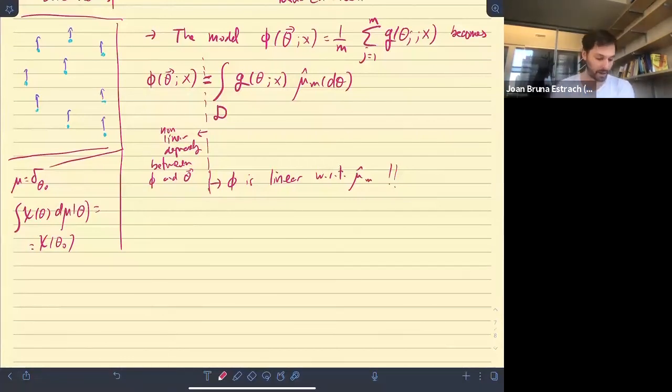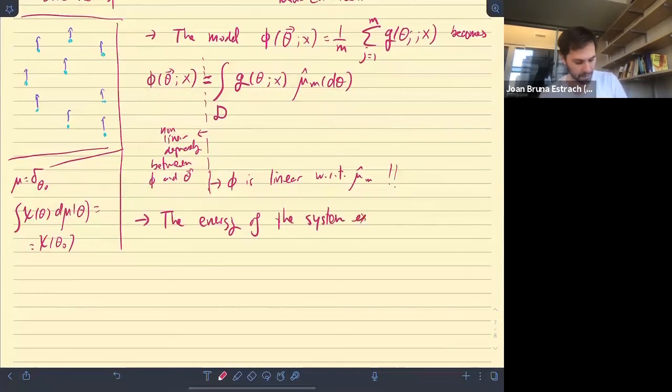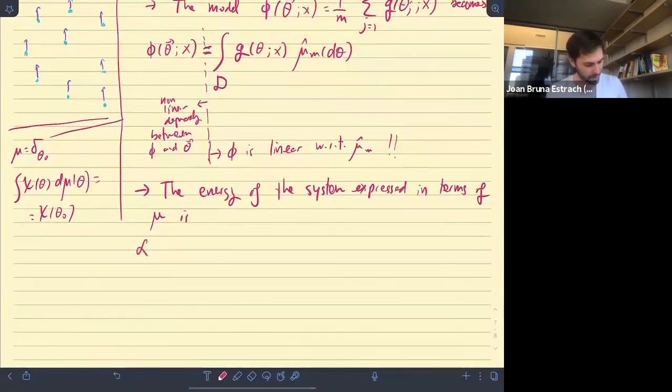So now I have something that is pretty interesting, right? I have a linear dependency between my new variable, that is the empirical measure, and the function. Which means that now, if I just do the extra mile, let me see what happens with the energy, with the loss of the system, the energy, as we said before, expressed in terms of the measure. I'm going to use the measure.